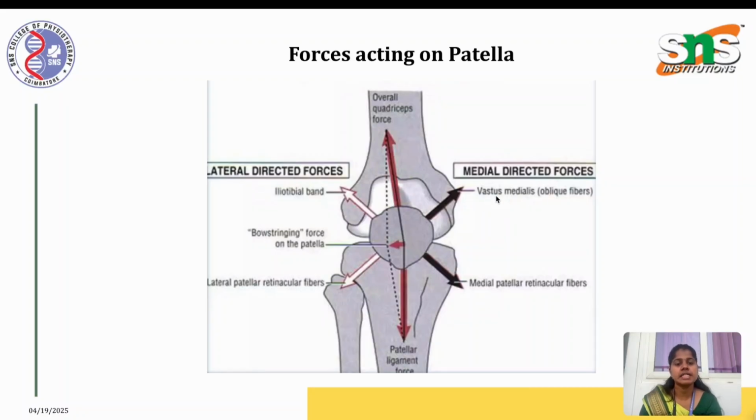The first one is the vastus medialis muscle. The second one is the medial patellar retinacular fibers. On the lateral side, it is the lateral patellar retinacular fibers, bow-stringing forces on the patella, and the other one is the iliotibial band.